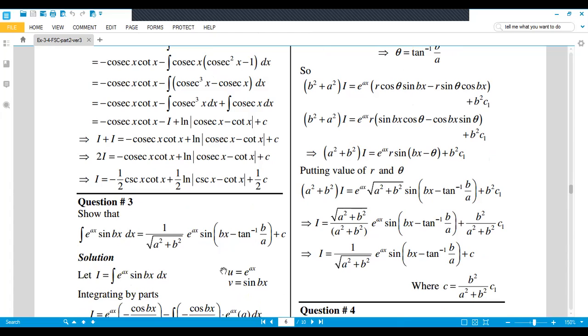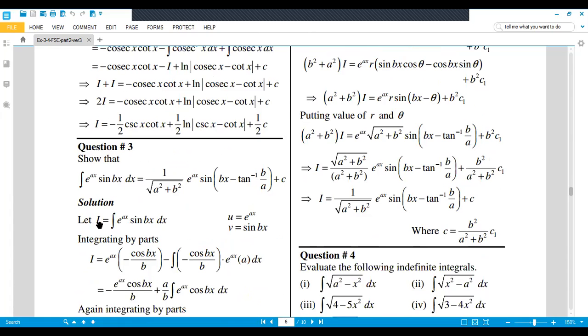This is a proof question, that left hand side should be equal to the right hand side. So we suppose left hand side I is equal to integral of e power ax sine bx dx. So of these two values, one is an exponential function, the other one is a trigonometric function. So we apply integration by parts. The first term is e power ax and the second term is sine bx.